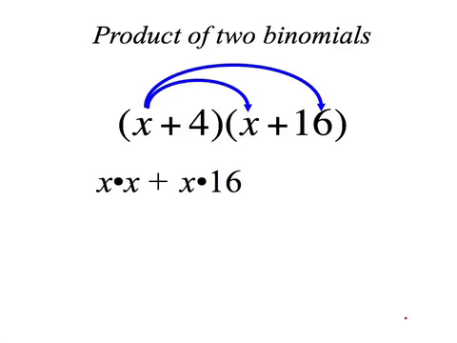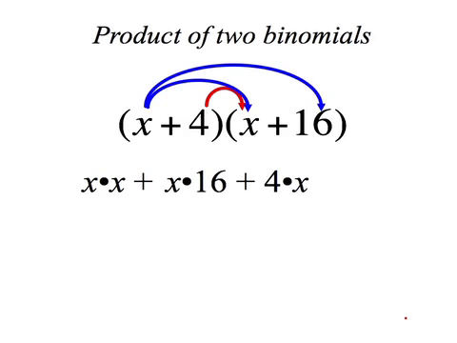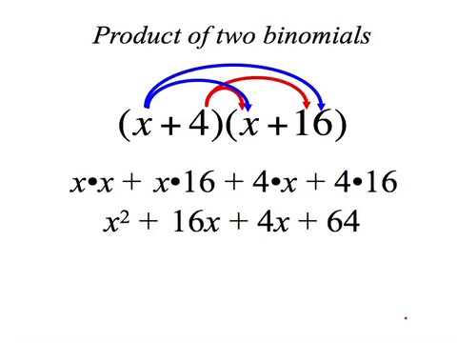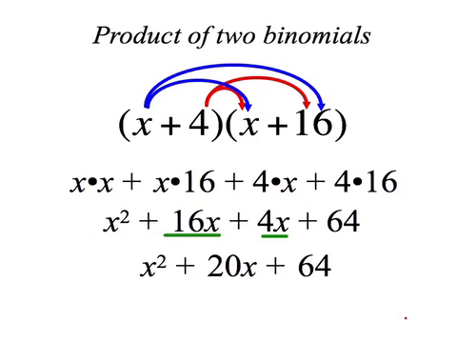And now we focus on the second term of the first binomial, 4. Multiply it times the first term of the second binomial, x, to get 4x. And finally, the second term of the first binomial times the second term of the second binomial, in this case 4 times 16. We simplify each term to get x squared plus 16x plus 4x plus 64. Two of the terms are like terms. We combine them, and our final expression is a trinomial, x squared plus 20x plus 64.